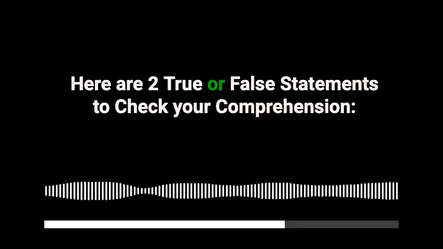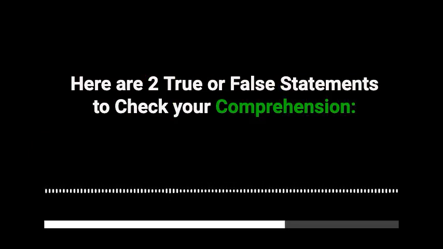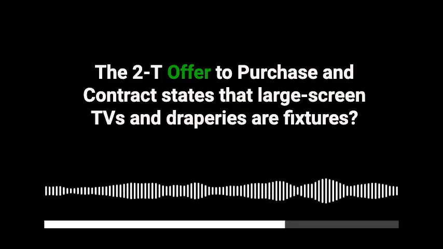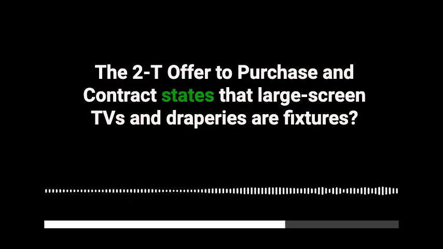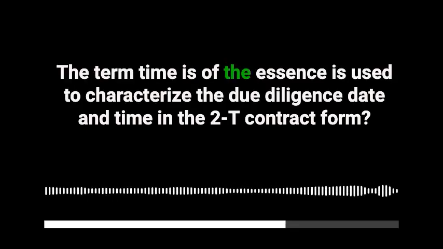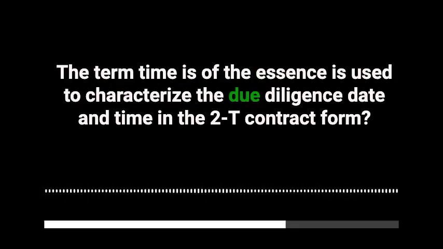Here are 2 true or false statements to check your comprehension. 1. The 2T offer to purchase and contract states that large screen TVs and draperies are fixtures. False. 2. The term time is of the essence is used to characterize the due diligence date and time in the 2T contract form. True.